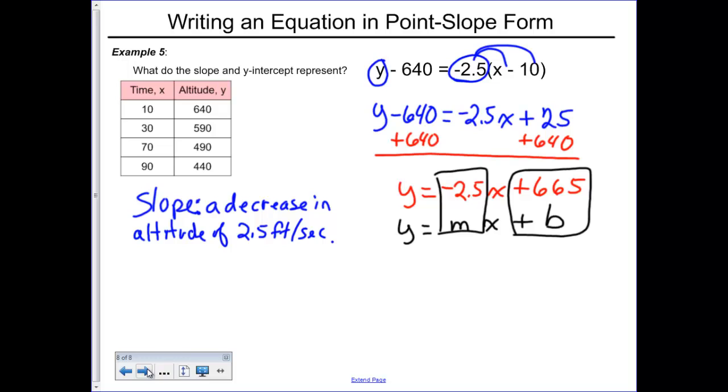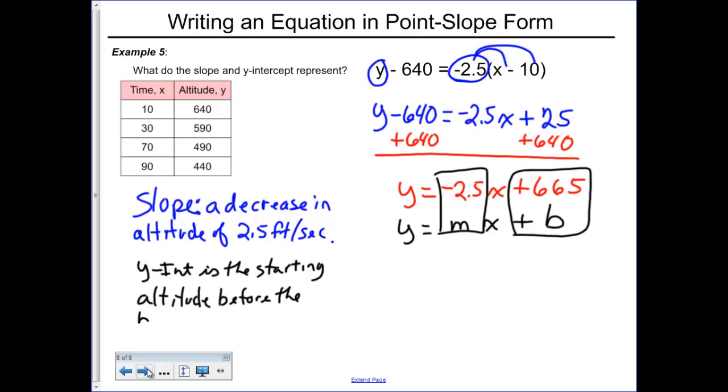So the y-intercept is the starting altitude before the balloon began its descent. Remember, negative 2.5 feet per second means the balloon is going down. It's getting closer to Earth.